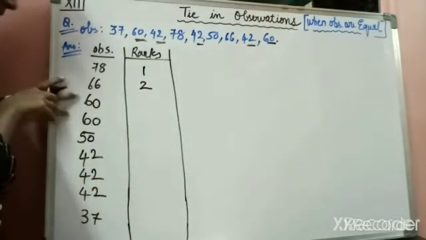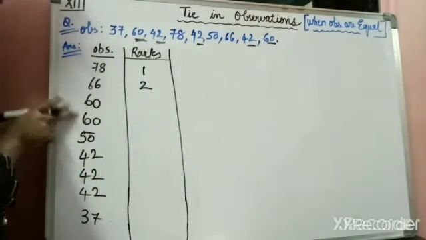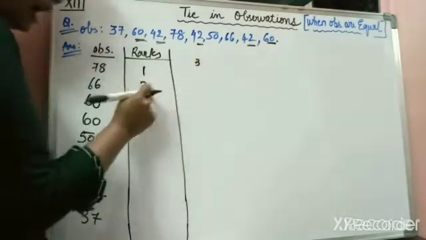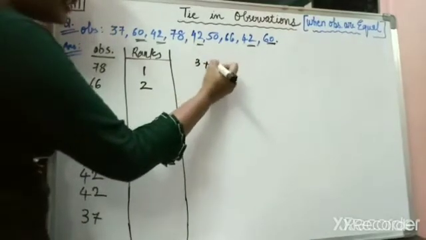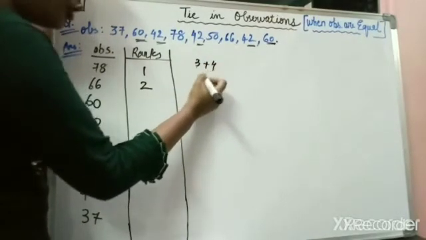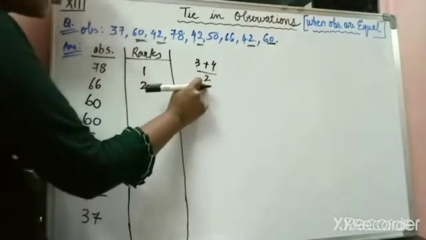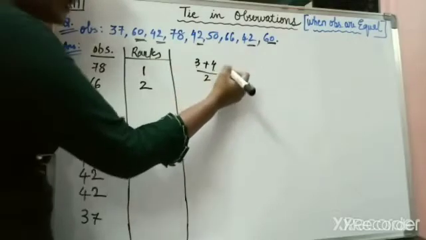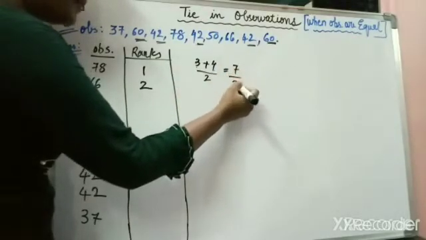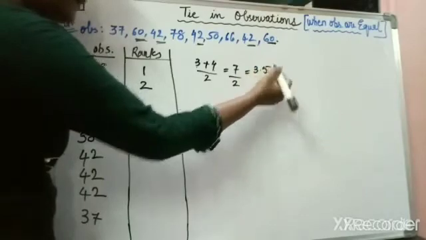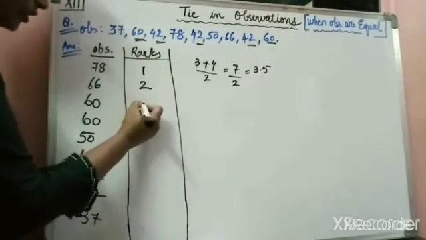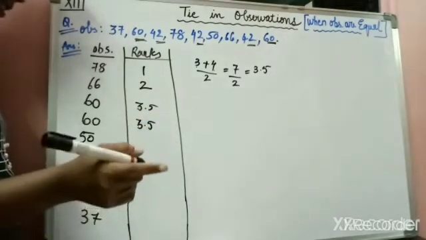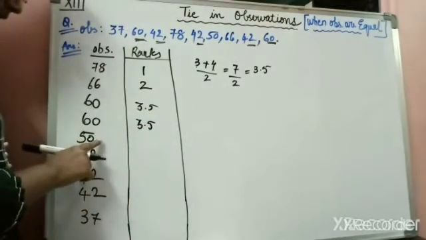Then we have 60 and 60, that is repeating twice. So in that case the ranks would be 3, after 2 it would be 3, then 4. So 3 plus 4 divided by 2. Why 2? Because it is repeating twice, so we have to find the average of this. So 3 plus 4 would be 7, divided by 2 is equal to 3.5. So we would be assigning 60 the rank 3.5 and 3.5. Clear with this?